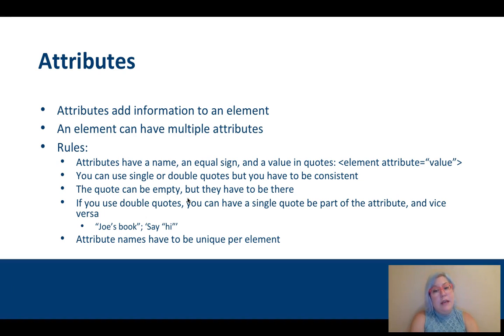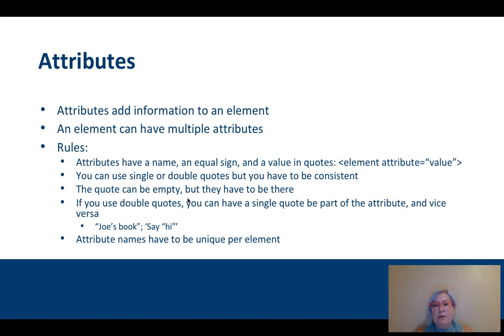Attributes, much like HTML, add additional information to an element that we're using in XML. You can have multiple attributes just like you can in HTML. There are a few rules about attributes for XML. They have to have a name, you have to have an equal sign, you have to have some kind of value in quotes. So you have your element tag, then you have the attribute immediately following that, and then an equal sign, and then some kind of value in quotes, and then you have your closing bracket. You can use single or double quotes, but you have to be consistent across the board. You can have empty quotes, but they have to be there.